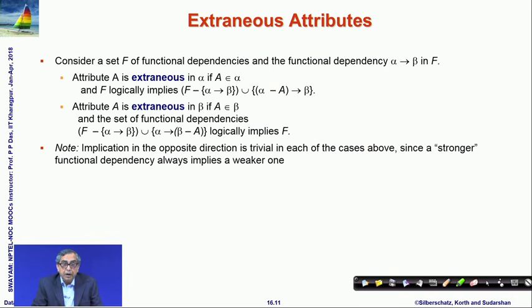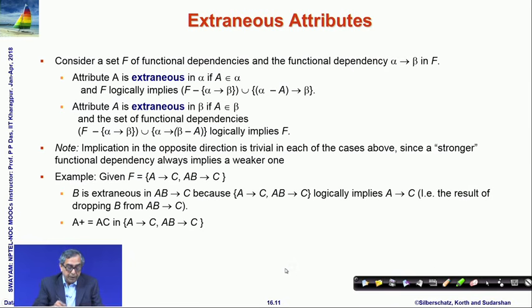Obviously, the other direction of this implication does not need to be proven, because that will automatically follow. In the first case, when I am removing an extraneous attribute from the left hand side of a functional dependency, naturally the set that I get will always imply the original set, because it is always possible to add additional attributes on the left hand side and so on.